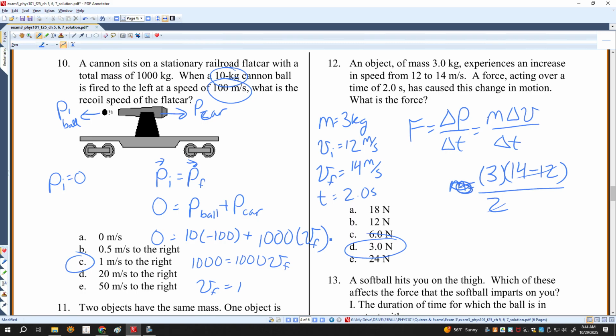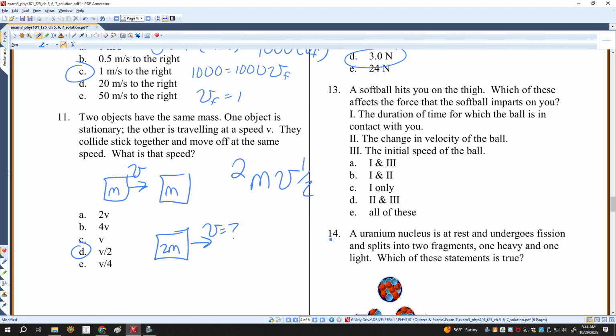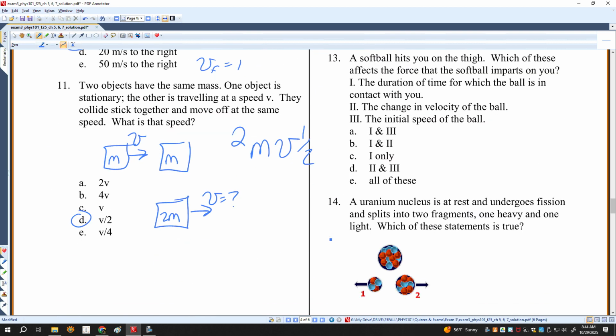Number 12. Softball hits you on the thigh. Which of these affects the force of the softball in part 2? Just to remind you, F is delta P over delta T. The duration of time, okay, yeah, that's important, right? Like if this is small, the force is big. The change in velocity, yeah, this is M delta V over delta T, so that's important. And then the initial speed of the ball, which is related to the change in velocity, so it looks like E is the right answer.